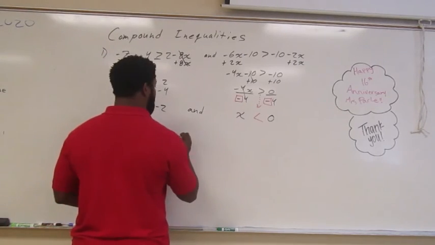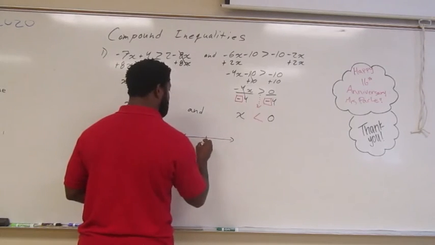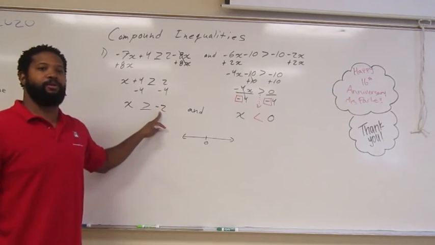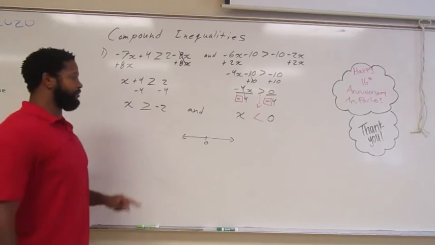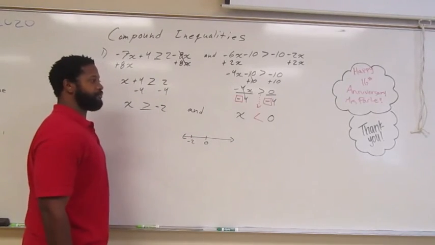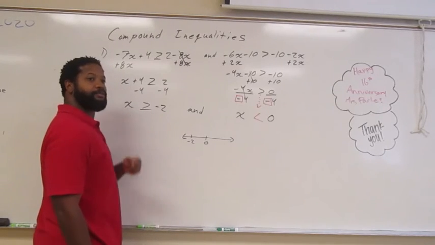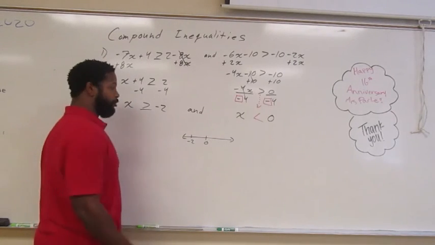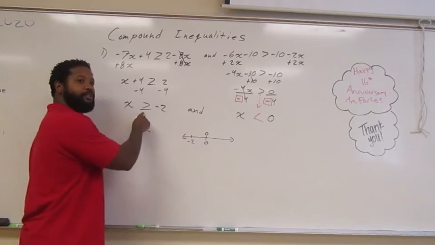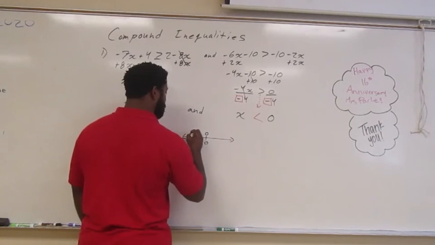Let's draw our graph. I like to put my 0 in the center. What side of the 0 does this negative 2 go on? The left side, right? Let me put the negative 2 right here. What kind of circle is over top of the 0? Open. This is and, so they connect together. What kind of circle is over top of the negative 2? Closed, and then they connect together.